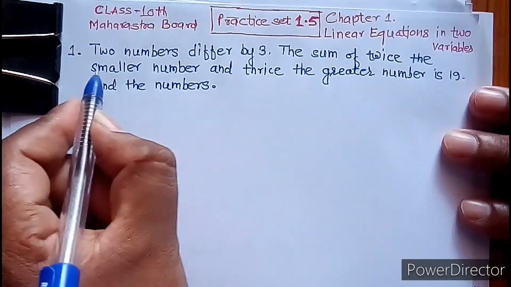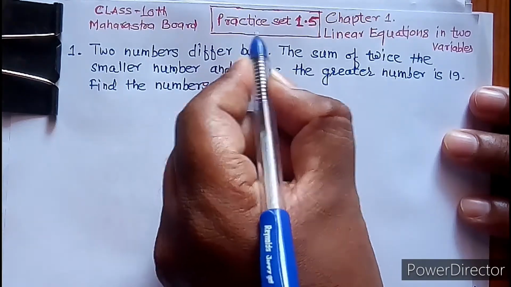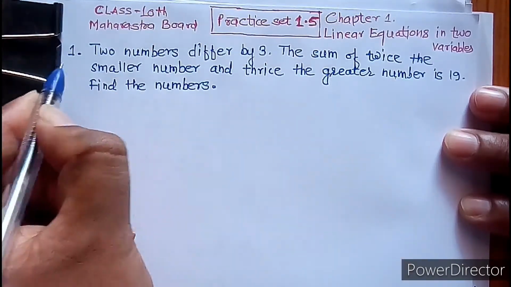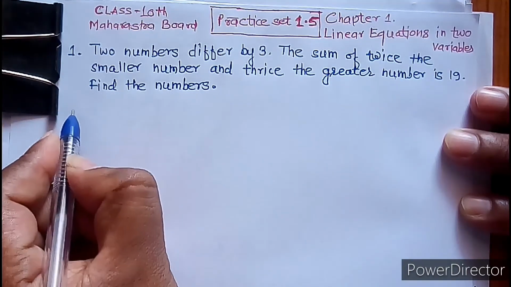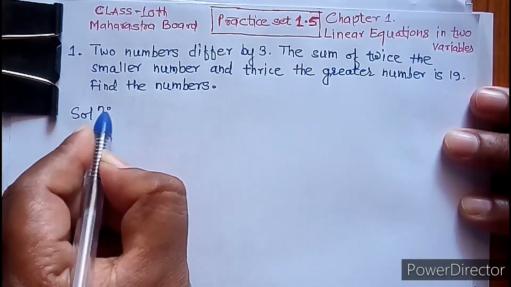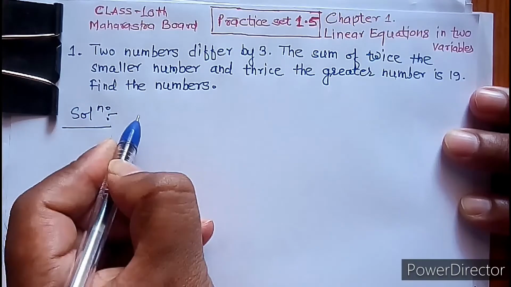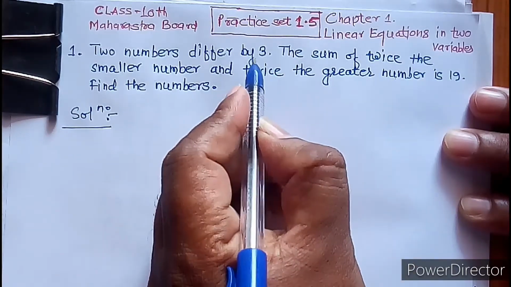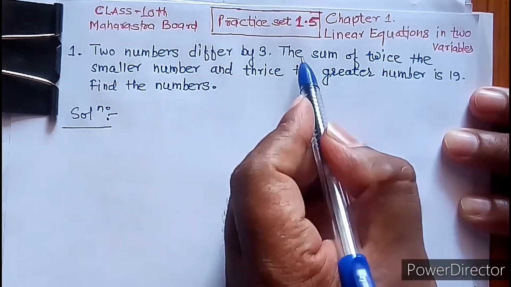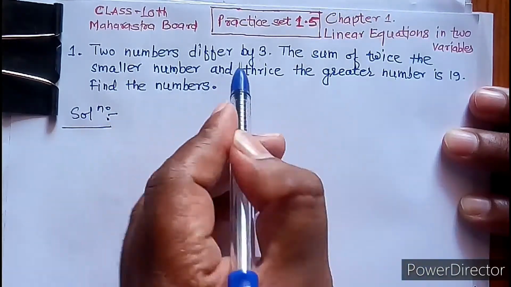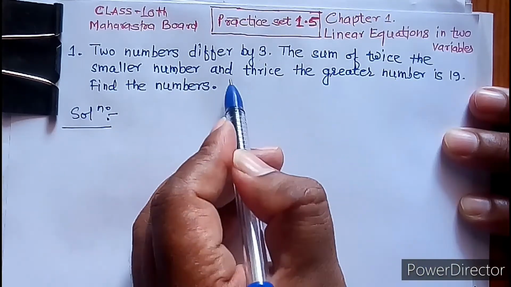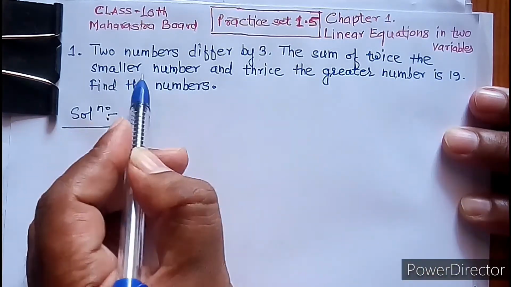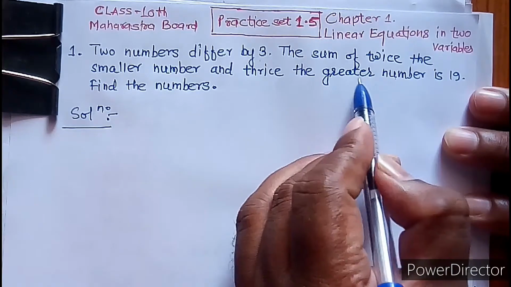In this video, we are solving practice set 1.5. The question is written on this paper. Here we have to write down the solution first. Now understand the problem completely. Two numbers differ by 3. The difference between the two numbers is 3. The sum of twice the smaller number and thrice the greater number is 19, and one number is the smaller number and another number is the greater number.